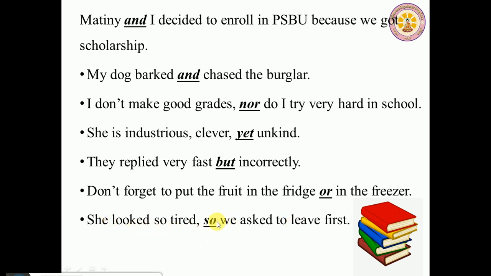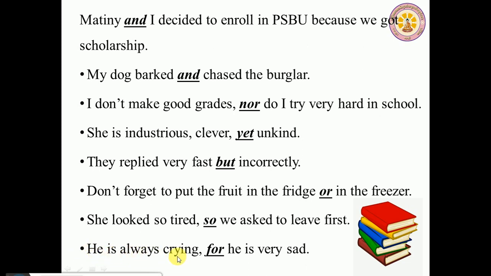So in this sentence, the word "so" is a conjunction used to join two clauses. The first clause is "she looked so tired," and the second clause is "we asked her to leave first." "So" is the conjunction used to show reason.